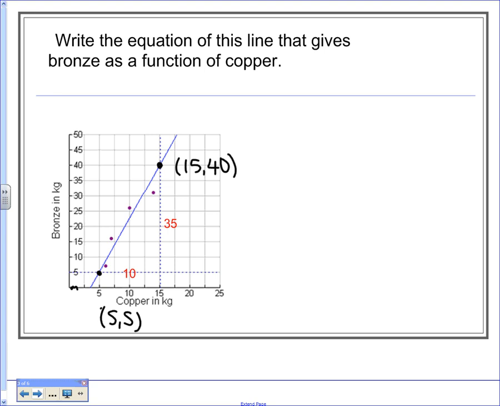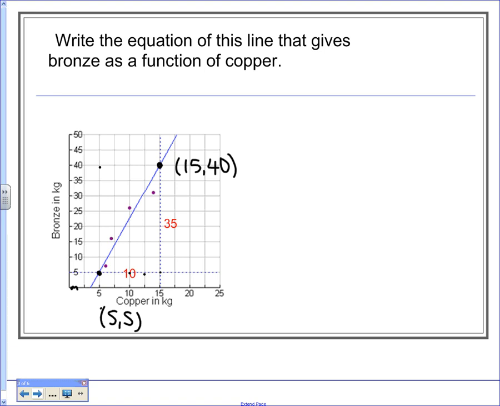Where did the 10 come from? One, two, three, 4. But why not 4? It's going from 5 to 15. That's a 10, not a 4. Does that make sense? 1, 2, 3, 4, 5, 6, 7. Why is it not 7? These are going by 5s. Does that make sense? So you have to take into account what the actual units are for your graph.